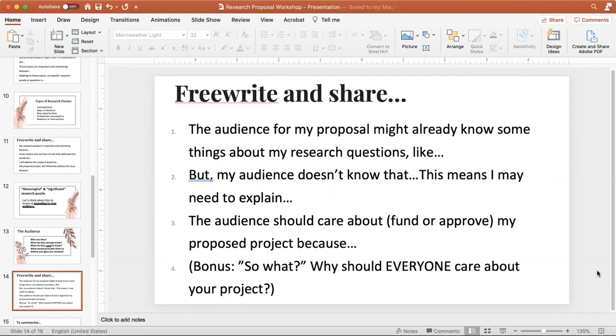Number 4, the audience should care about, bonus, fund or approve my proposed project because of reasons A and B. Now, bonus question here. So what? So why should everyone care about your project? Now, this may be an interesting question for you to think through if your project has quite a few policy implications. So if your project has some implications for everyone in society, perhaps it could really help the reader understand why it's so important for you to conduct this research if you can explain to them how your project will really benefit the knowledge and lifestyles of humankind.